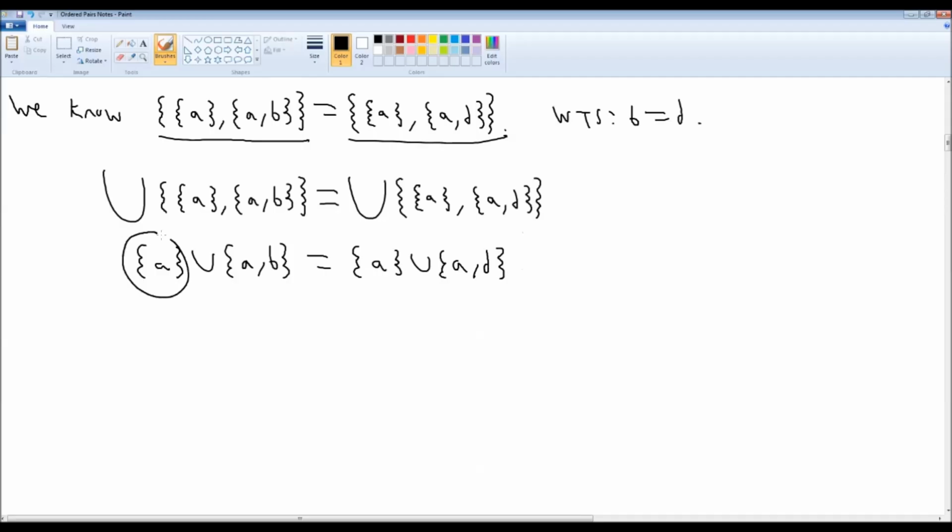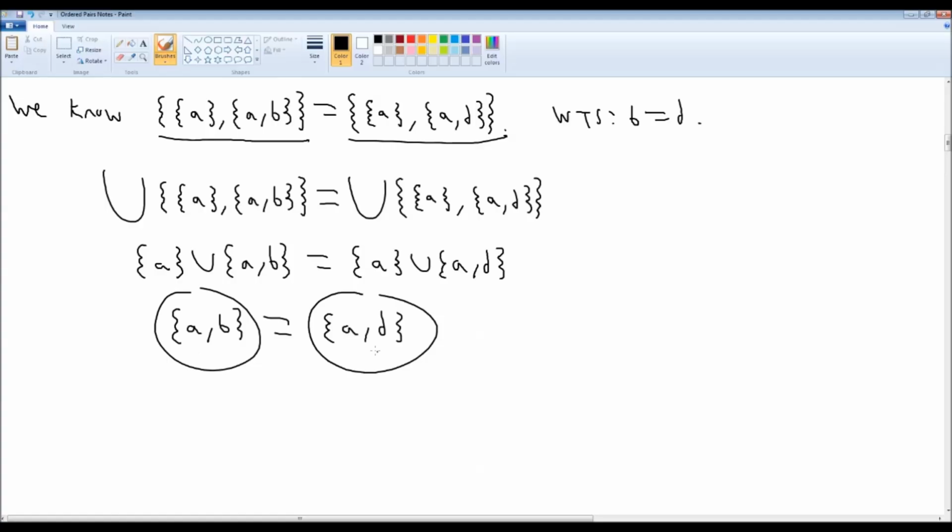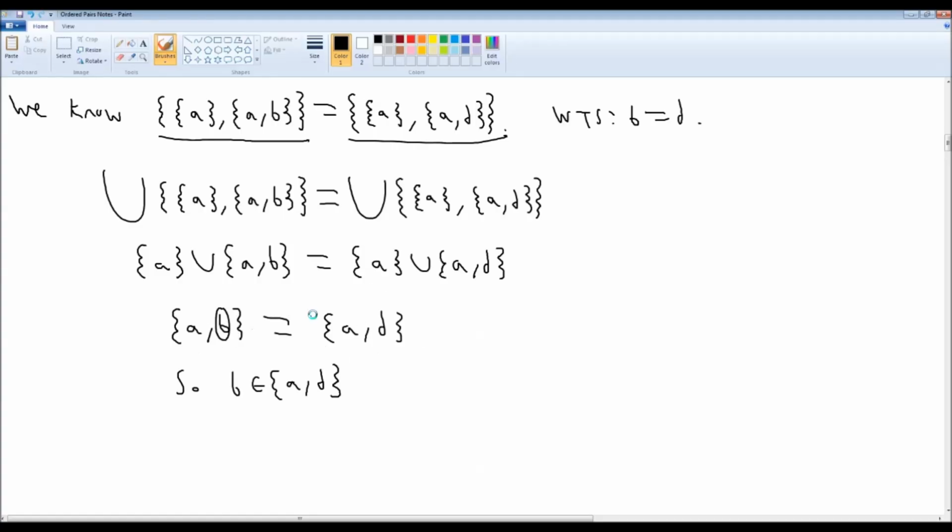Now, whenever you take the union of two sets, but one of them's a subset of the other, the answer is just going to be the quote-unquote bigger one. So this simplifies to A comma B. And by the exact same logic, this guy just simplifies to this, A comma D. Now, since these two sets are equal, they must have the exact same elements, right? So since B is in the first set, it must also be in the second set as well.